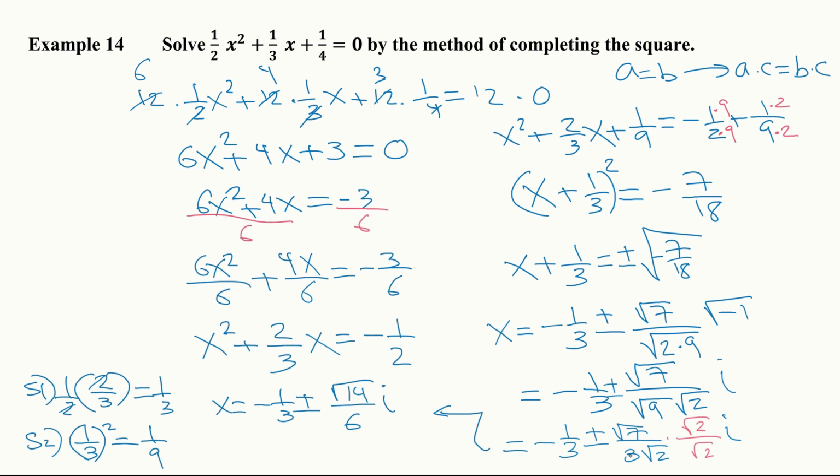There you go. So here, let me save one step. I'm just going to say the solution set is the set containing those two numbers, those two complex conjugates, right? Negative 1/3 plus square root of 14 over 6i, and negative 1/3 minus square root of 14 over 6i. So that's how you would handle a problem like that.